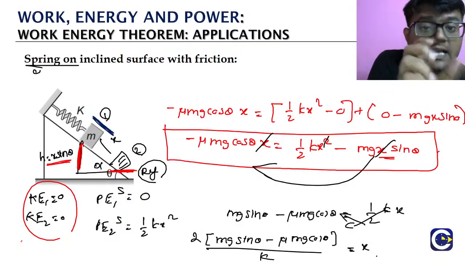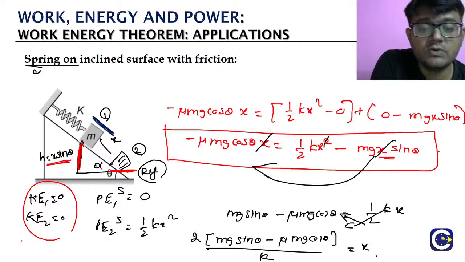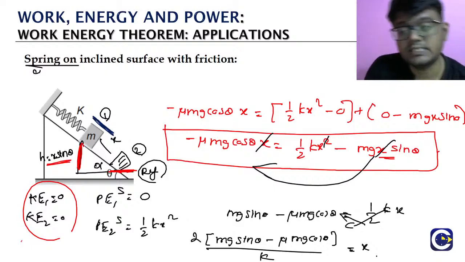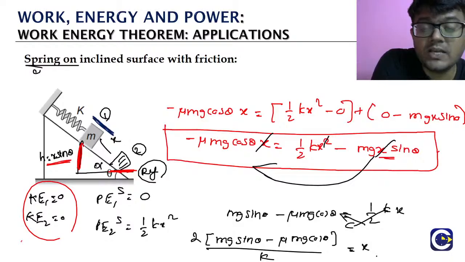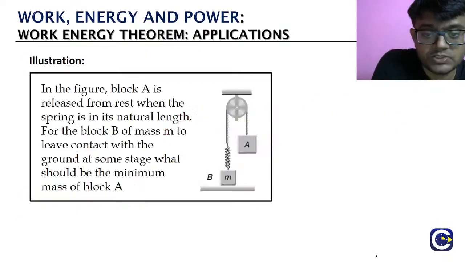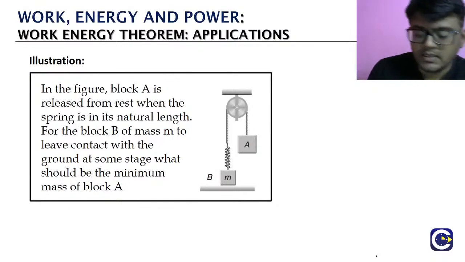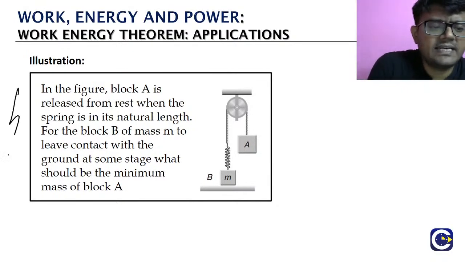If they give actual values, say the value of m, the value of theta, and we have mu and k, then we can solve for the actual value of the elongation. Okay? So this is about the spring on the inclined plane type of problems. Now look at this one. This is another standard question.